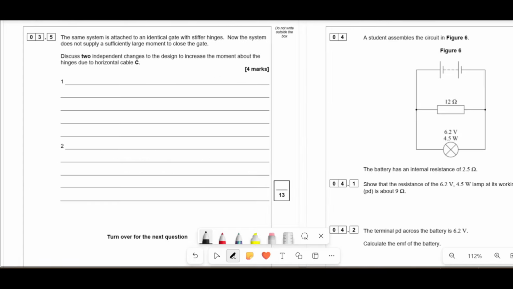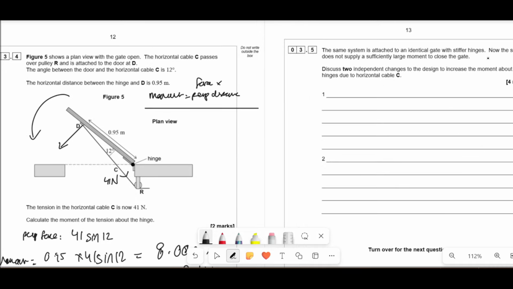Done. So now it says, the same system is attached to an identical gate with stiffer hinges. Now the system does not supply a sufficiently large moment to close the gate. Discuss two independent changes to the design to increase the moment about the hinges due to the horizontal cable C. So what they've done here is they've now used a hinge that's stiffer, which means it's going to require a bigger force here to actually get it turning. So what factors can affect that force is what we're trying to get at.